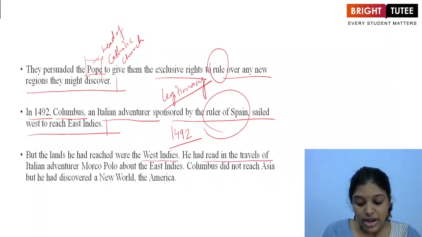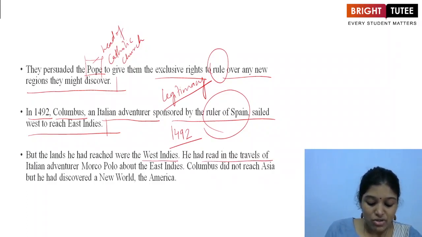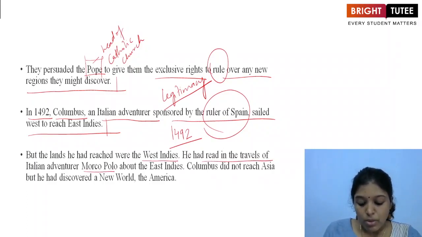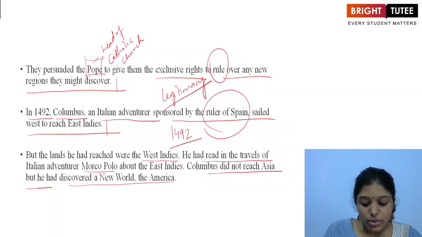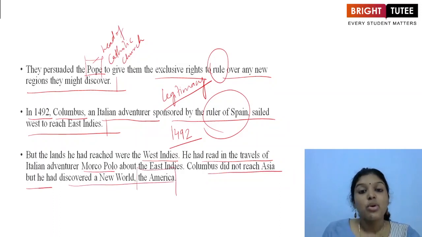He had read in the travels of Italian adventurer Marco Polo about the East Indies. Columbus did not reach Asia, but he had discovered a new world, the America. So, although he wanted to reach East Indies, accidentally Columbus reaches the West Indies and plays a major role in discovering the till then unknown continent, which was Americas.